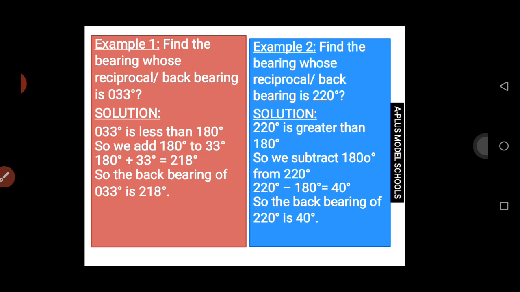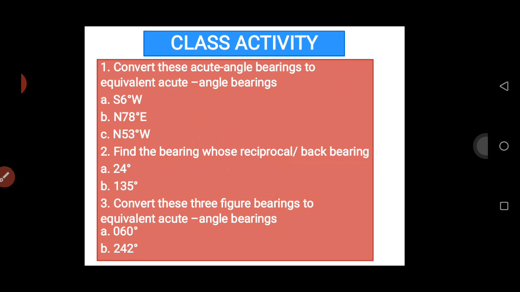Then example 2. Find the bearing whose reciprocal or back bearing is 220 degrees. We are looking for the bearing now. The back bearing here is now more than 180 degrees. What will you do? You subtract 180 degrees from it. So that will be 220 degrees minus 180 degrees, which will give you 40 degrees. So in three-figure bearing, my answer will be 040 degrees.